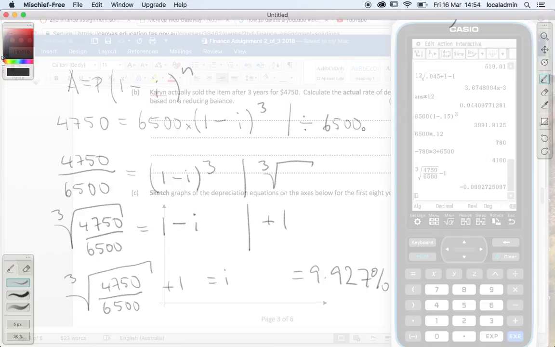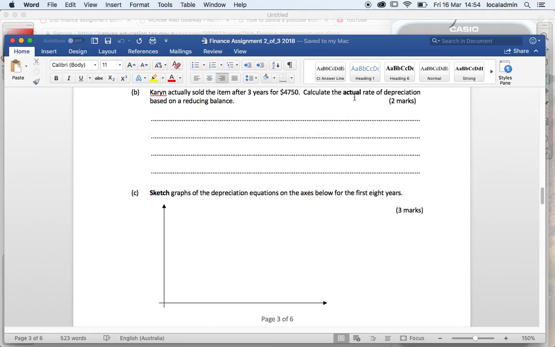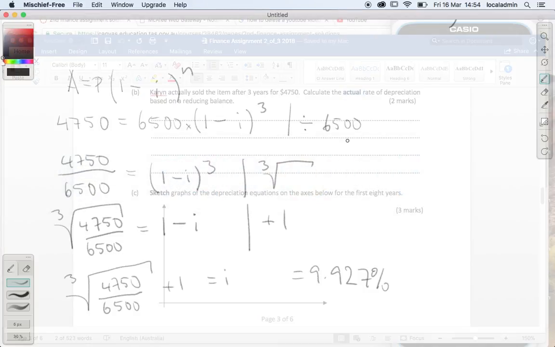Now let's just see what else they want to know. Let's go back here. Karen actually calculate the actual rate. We did that. Thank you very much. Depreciation based on reducing balance. 2 marks. That's all there is. Okay, it was a lot of work if you did it algebraically. Wasn't so much work if you did it using the graphics calculator. Now, is that about right? Yeah, that's about right, and that's it.